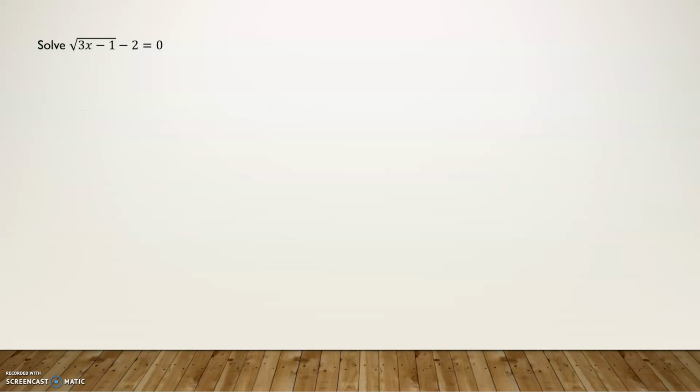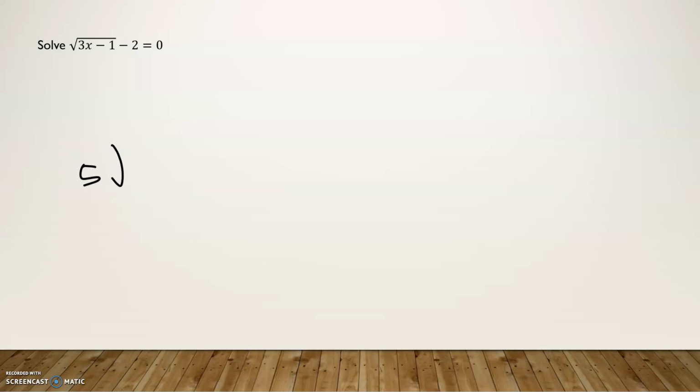Okay, let's look at this one. Now, the first thing we want to do is isolate the square root on one side and everything else on the other side. Notice I've got this negative 2 on this side with the square root, so I need to move that over to the other side. Now, I don't have an example of this, so let me write this real quick.